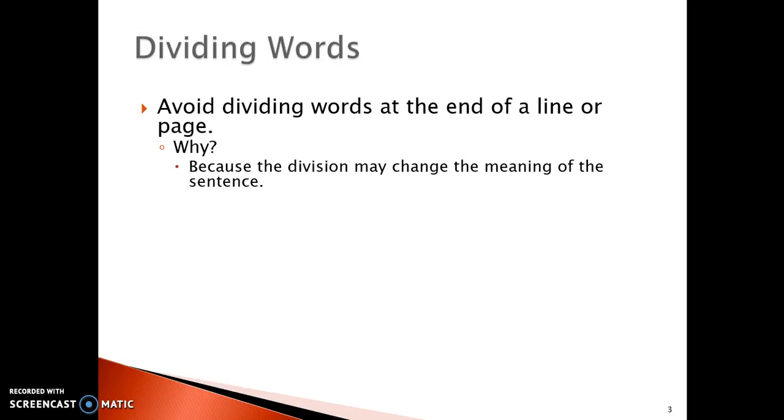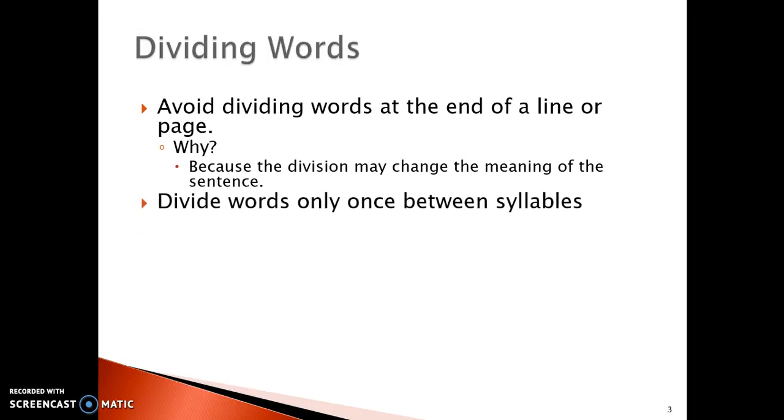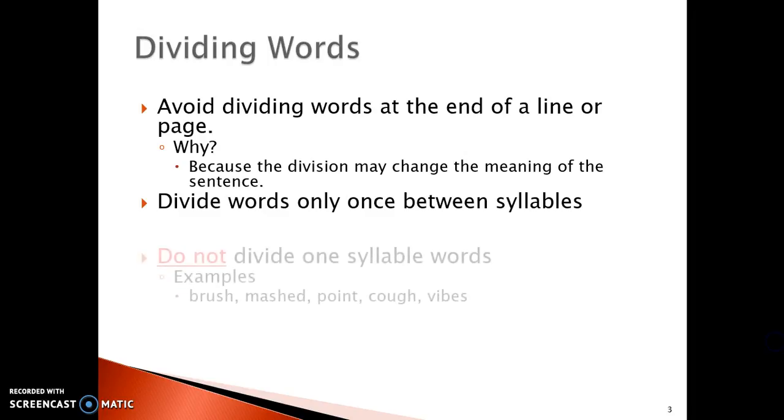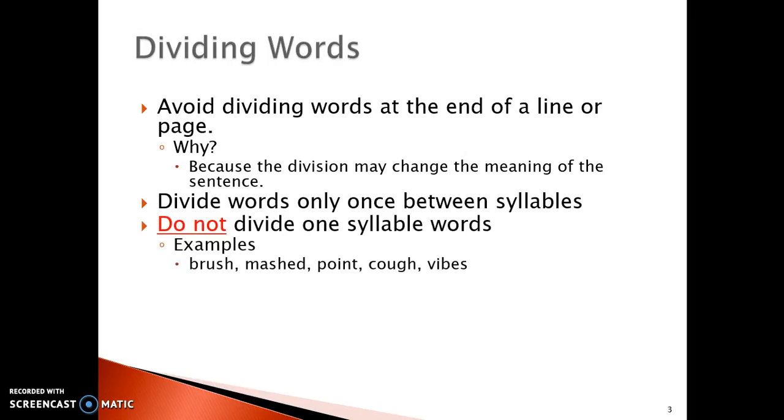You want to avoid dividing words at the end of a line or a page, because the division may change the meaning of the sentence. You also want to divide words only once between the syllables, only once. So you don't want to divide one-syllable words. Words like brush, mask, point, cough, and vibes are all one syllable, so you don't divide them.